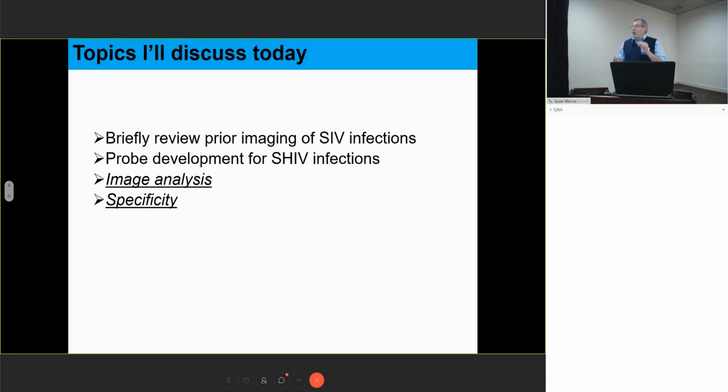And then I want to really just touch on two issues. One is one aspect of image analysis that I think is important, and the other is how we're assessing specificity.